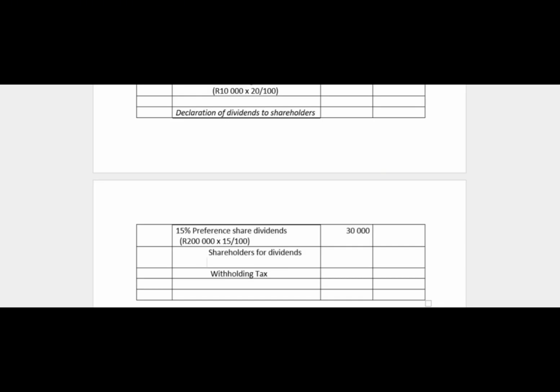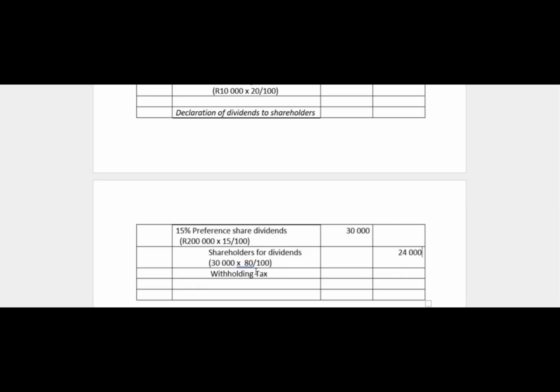All right, and then now when we get here, we are going to calculate 80% and 20% for withholding tax. So dividends, remember, shareholders are going to get 80% of the 30,000, and then we withhold 20% for SARS. So it's going to be 80 divided by 100. Let's put that on a calculator quickly. So we are going to have 30,000 multiplied by 80 divided by 100, which is 24,000.